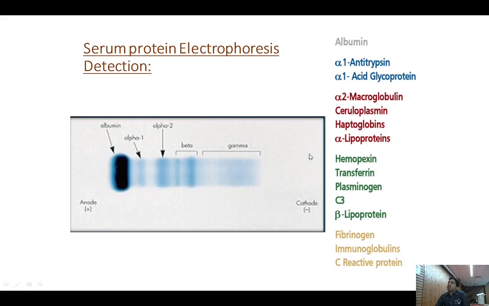Why we want to separate this is so that we can see, because we already know normally in how much quantity these different fractions of proteins are present. So if some band is decreased, lighter or darker, depending on that we can understand that some protein is increased or decreased in the body. Then in the gamma region, mainly immunoglobulin you will find, but in some conditions C-reactive protein you will find if infection or inflammation is present, and fibrinogen should not be there. I will tell you the reason why.